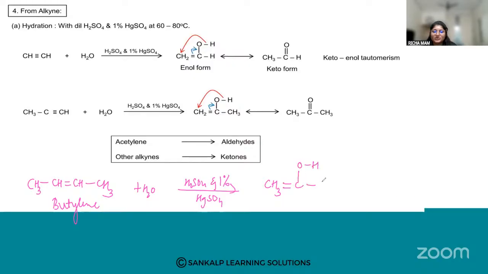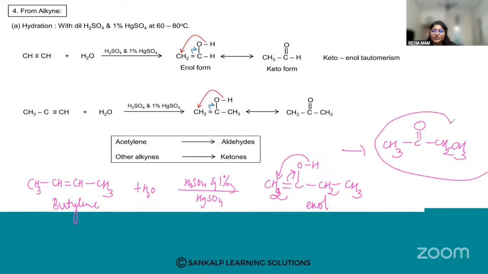COH, CH, CH3. Okay. So what am I going to get now? This will attack here, and this will attack here. So what am I going to get? This is an enol form and this is a ketone form. So CH3, C double bond O, CH2, CH3. Okay, so like this, ketone and enol form.